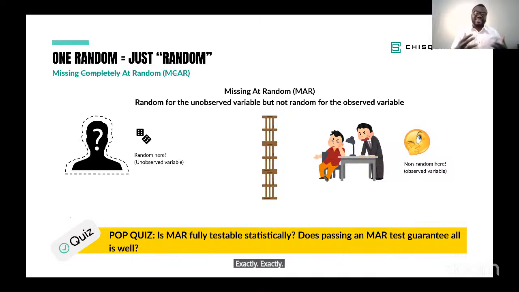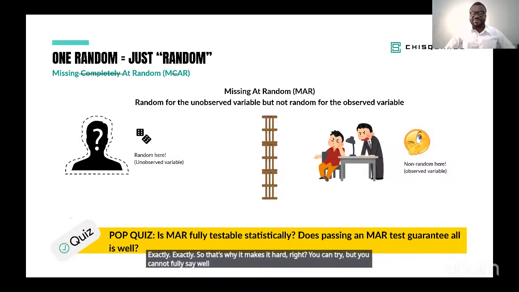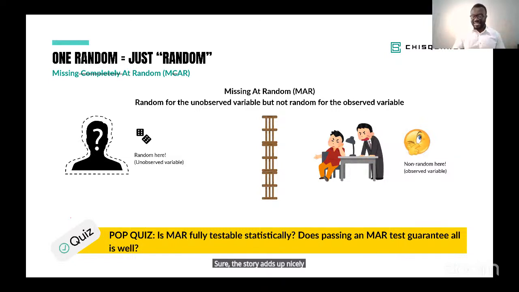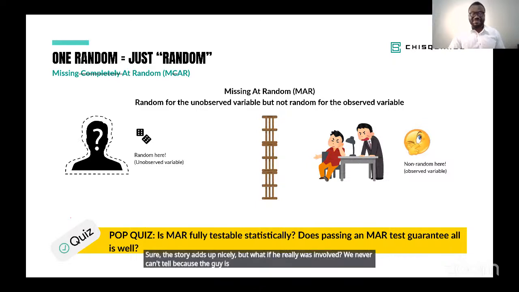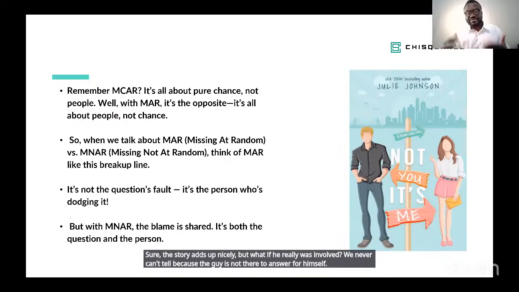So that's why it makes it hard, right? You can try, but you cannot fully say, well, we have proven that the data is MAR, or missing at random, because there's almost always that doubt. Sure, the story adds up nicely, but what if he really was involved? We never can tell, because the guy is not there to answer for himself.